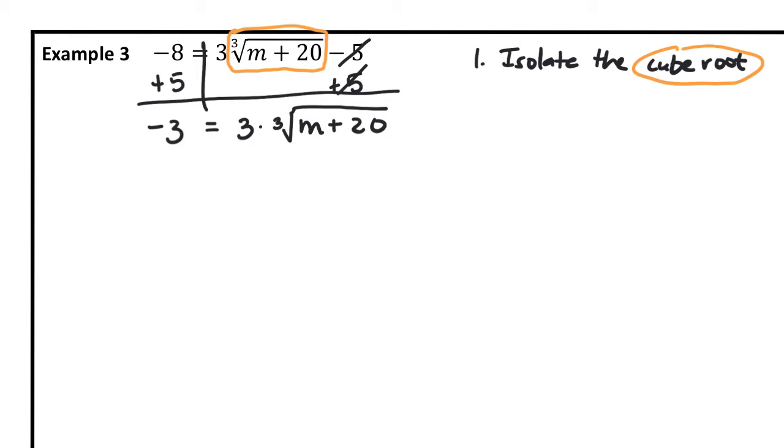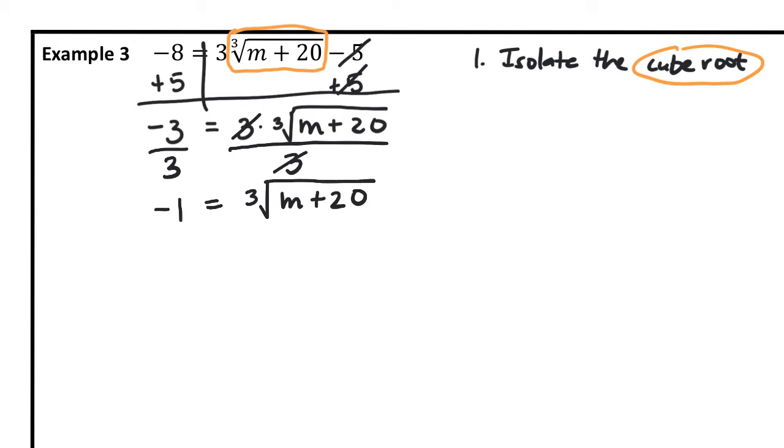And then I need to get rid of the 3 here, the times 3. So I'm going to divide, opposite of multiplying by 3 is dividing by 3. So when I divide, negative 3 divided by 3 is negative 1. These 3's will cancel, leaving me with the cube root of m plus 20. There we go. That's step 1, right?